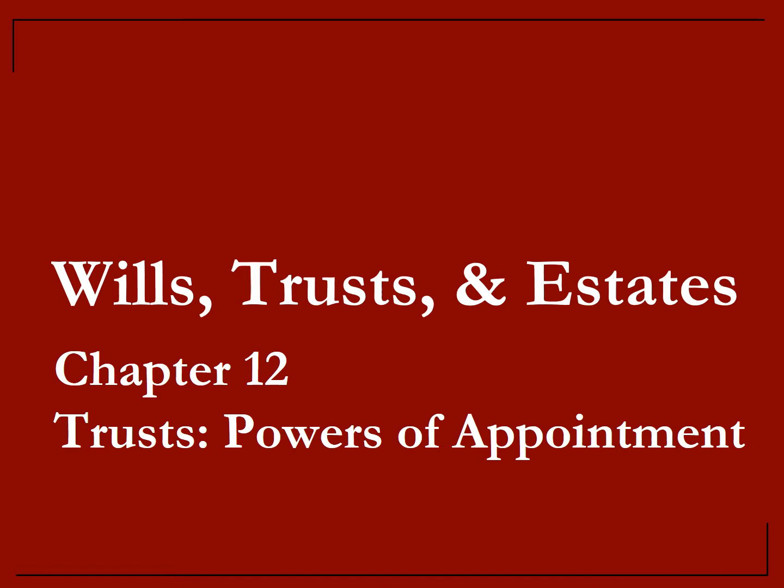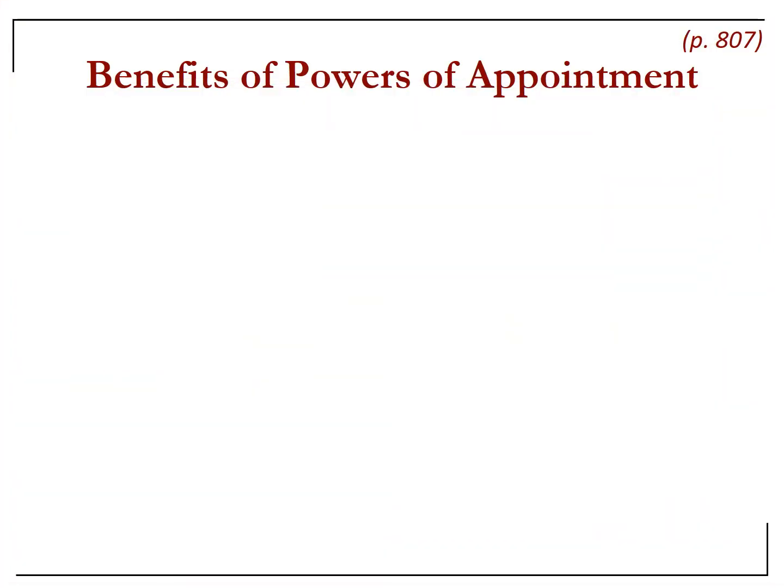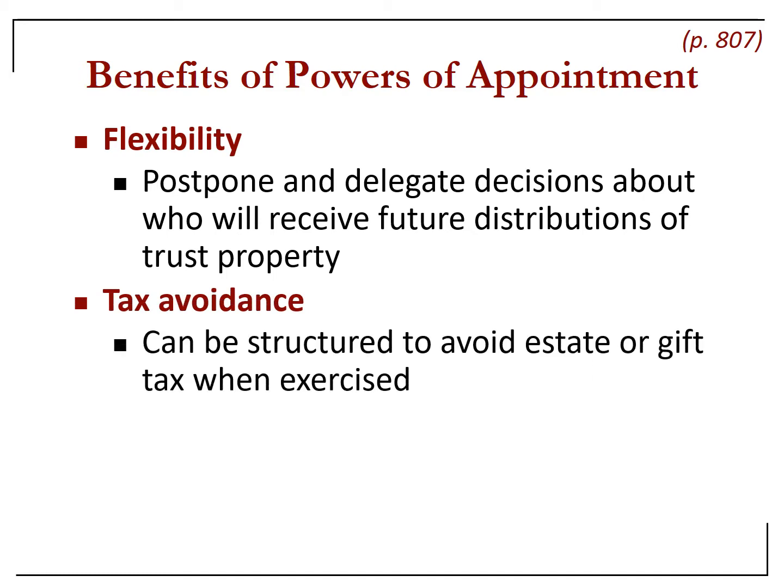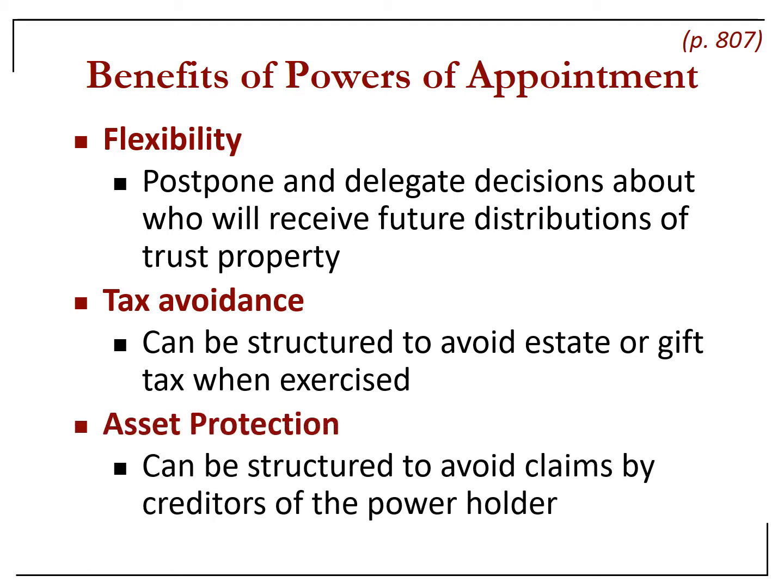The advantages of such an arrangement are really three. The first is flexibility, because W can account for changing circumstances in the period after H's death, but before W's death. But because W cannot appoint the property for her own benefit, there's some tax avoidance that occurs, because no estate or gift tax will be due upon W's exercise of the power. The third benefit is that it can protect assets, because no creditor of W will have recourse against the appointed property.